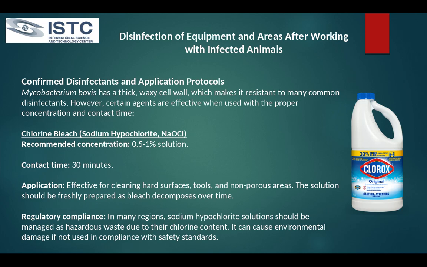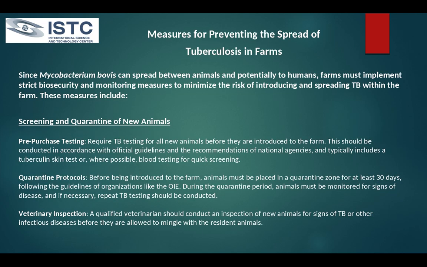Sodium hypochlorite, a 0.5 to 1% solution, kills tuberculosis bacilli within 30 minutes. Sodium hypochlorite solutions are widely available in household chemical stores under various brand names, commonly known as bleach. When preparing the solution, safety precautions must be taken, as it is toxic and a strong oxidizer. The next topic in our webinar addresses preventive measures in farms to prevent the introduction and spread of tuberculosis.